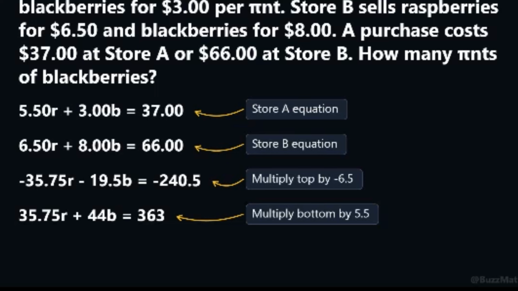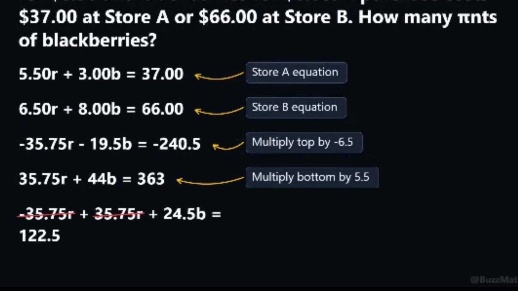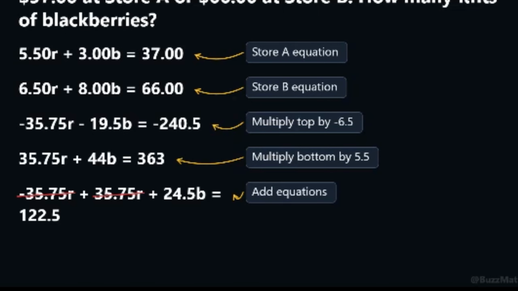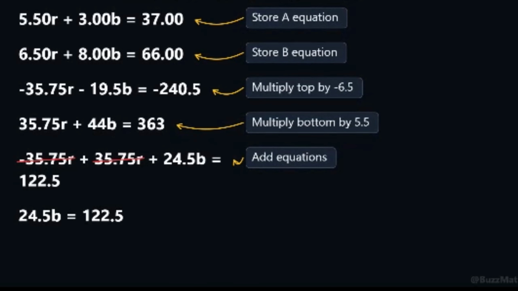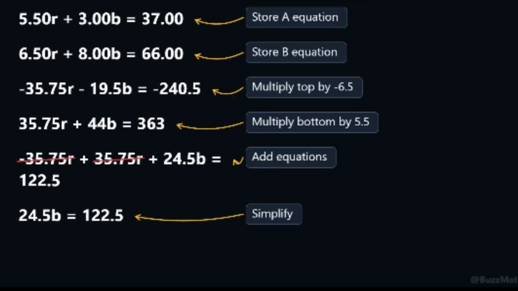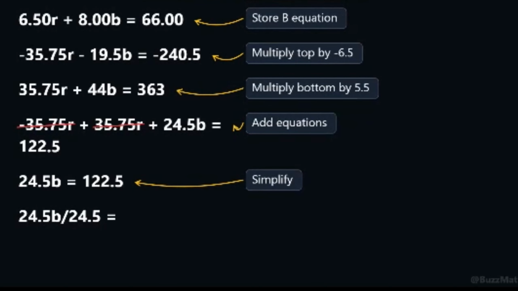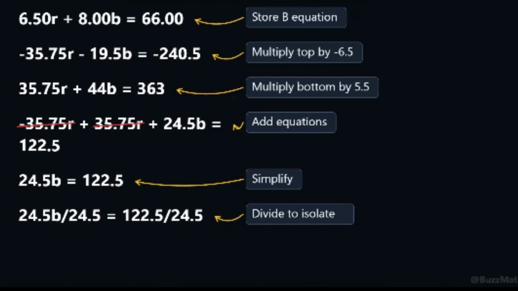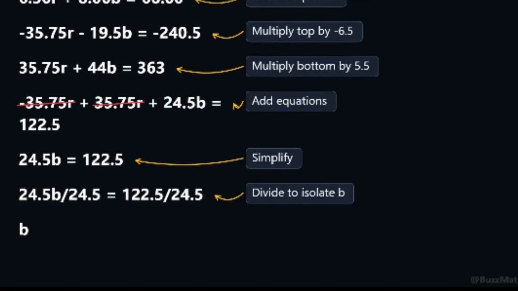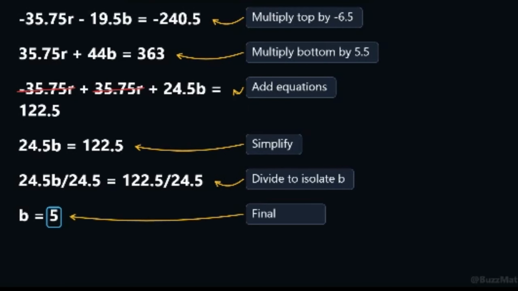Add them together, and watch the R terms perfectly cancel out. Add equations. Now we just have 24.5B = 122.5. Divide both sides by 24.5 to isolate B. And we get exactly 5 pints of blackberries. Match it to option C and move on. B = 5. Final answer.